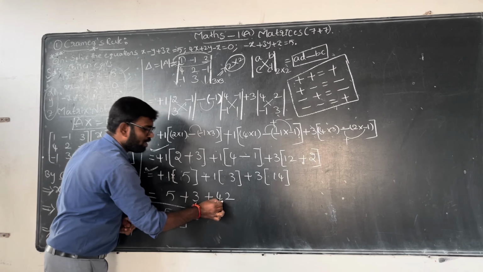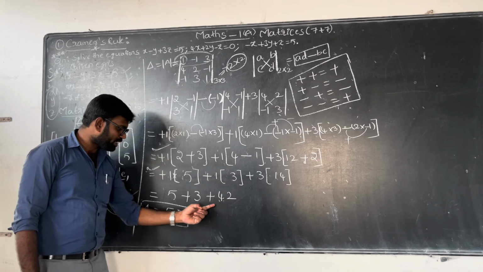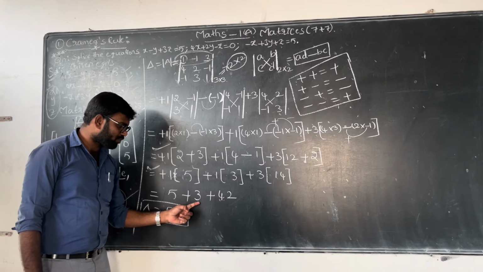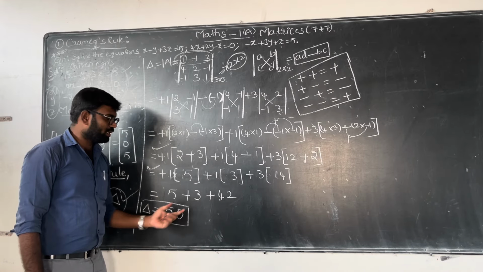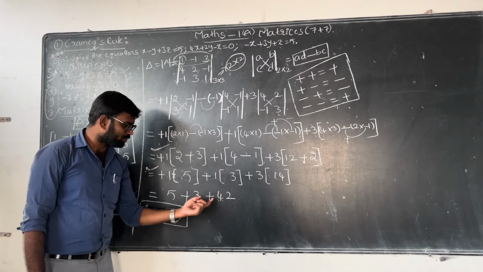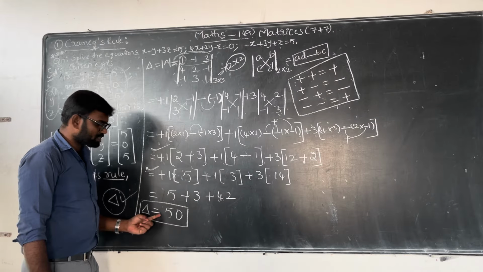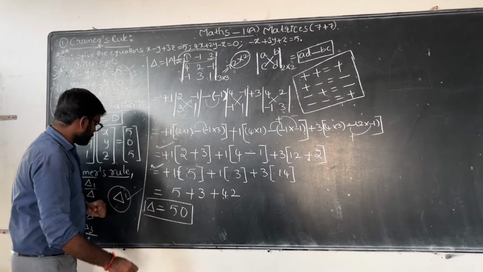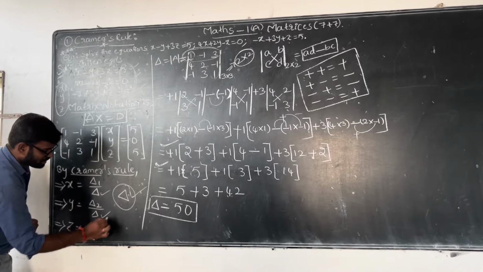3 14 is 42. So finally, here all terms are plus only. 42 plus 3 is 45, plus 5 is 50. So what is the highest term? 42. What is the 42 sign? Plus only. So finally you will get the delta value as 50. So here the delta value is completed.